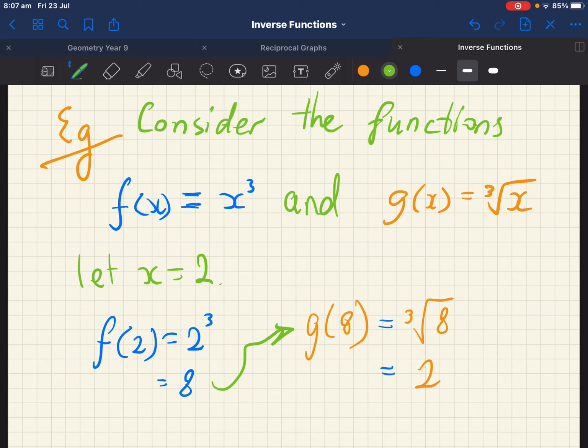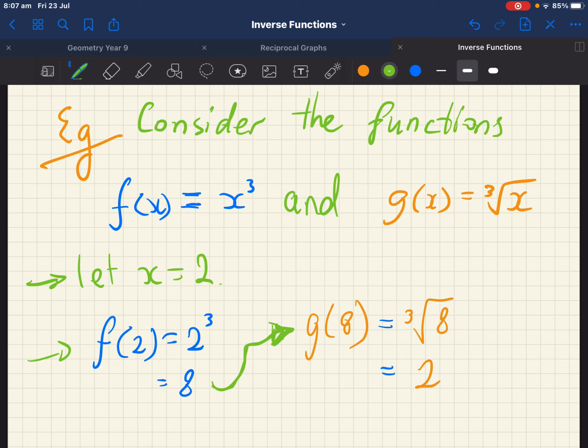These are two inverse functions. Let's plug in the value x equals 2 into f(x). f(2) will end up being 2 cubed, which gives you 8. Now if you sub that value 8 into g(x), g(8), you end up with the cube root of 8. It gets you back to 2.